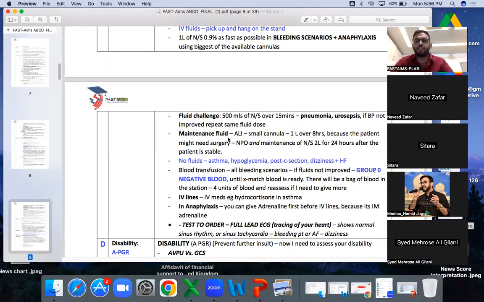Then there comes the maintenance fluid. You need to learn about the maintenance fluid as well, when we have to maintain the fluid.